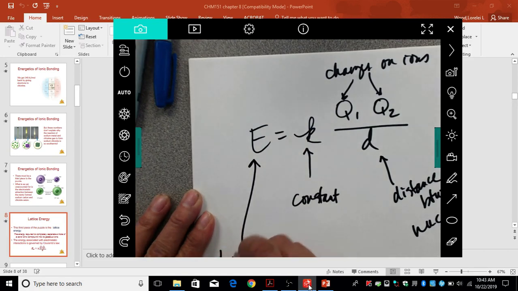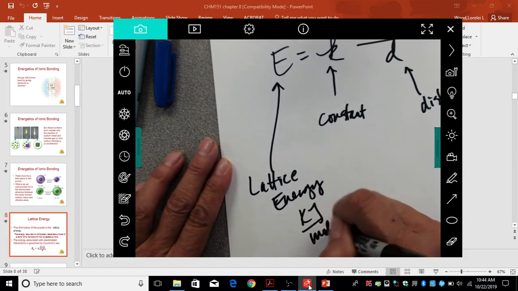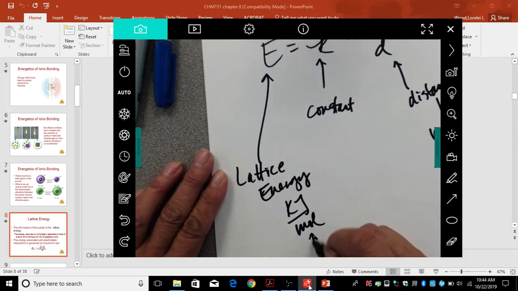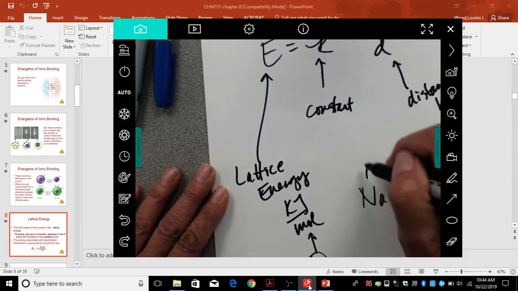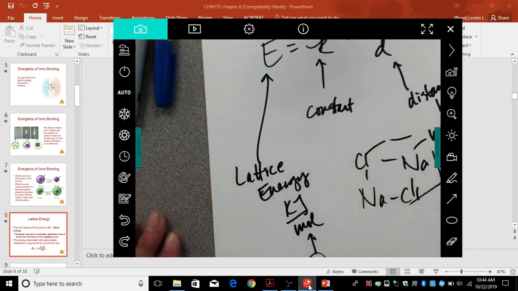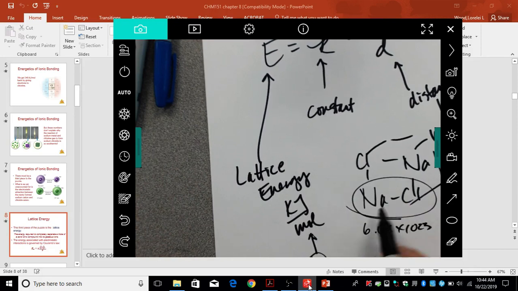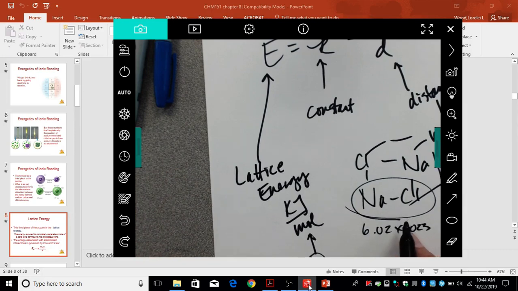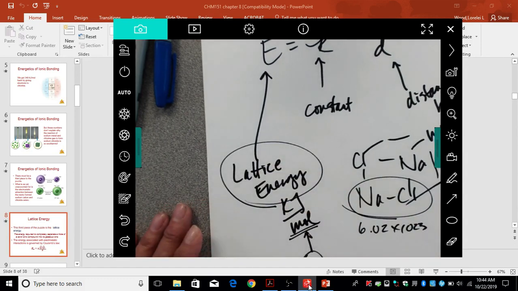This is the lattice energy, and that's the amount of energy in kilojoules per mole to separate 1 mole of any element. So for example, if we had NaCl and a crystal structure that went on and on and on, if I had 1 mole, or 6.02 times 10 to the 23rd of these units, the Na and the Cl, I could describe how much energy it would take to separate them as this lattice energy, and the units would be kilojoules per mole.